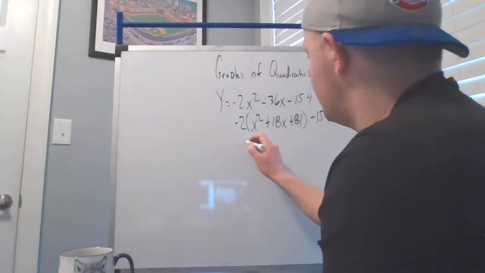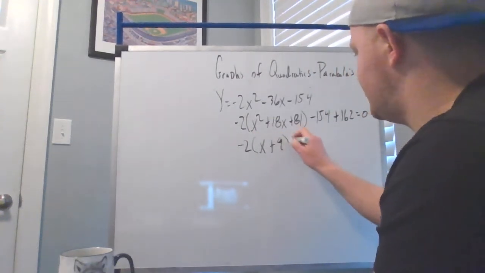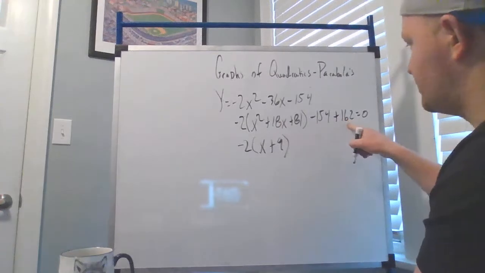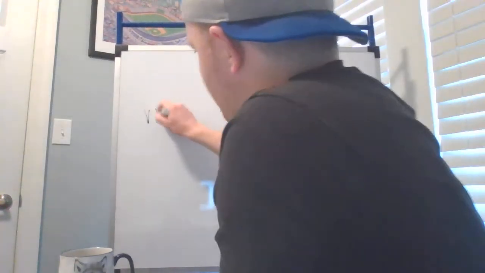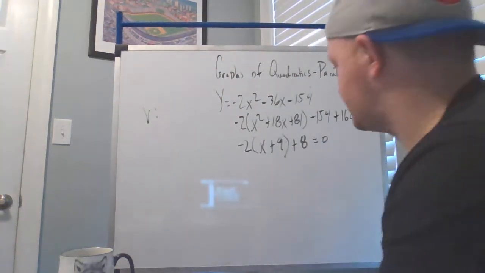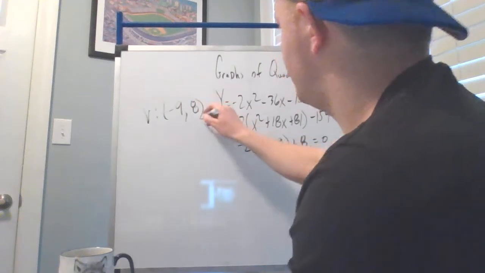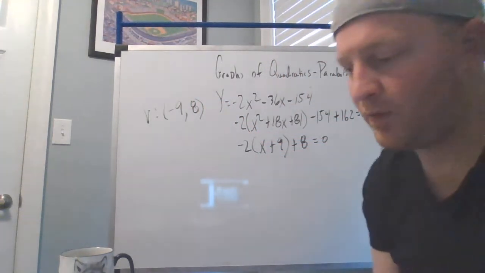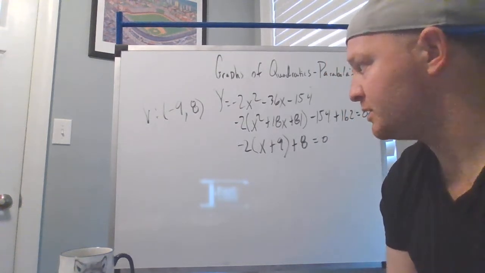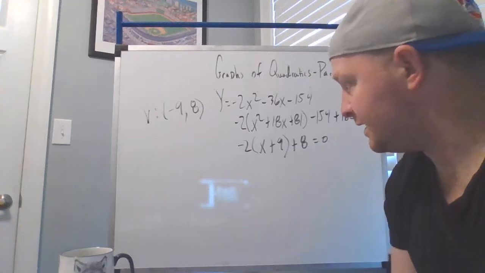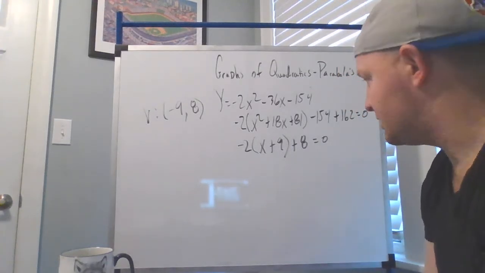Now let's factor it down. So this is negative 2, x plus 9, negative 154 plus 162 is positive 8 equals 0. So my first order of business, I got my vertex to be negative 9, positive 8. Please always organize your thinking, separate all your points so you're not making this a hot mess. Keep it easy.